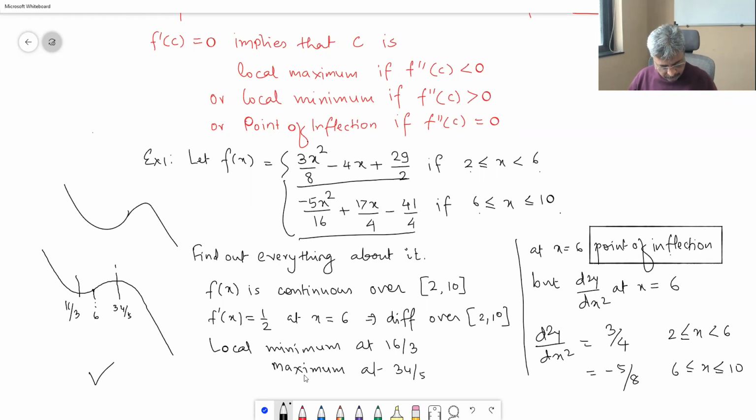Let me give you one more example. Have you understood? This is discontinuous. F double dash of x has a jump discontinuity here. They are not the same. At 6, the left hand double derivative is 3 by 4 and the right is minus 5 by 8. Those tangents do not match. Let me give you one more example. Example 2.